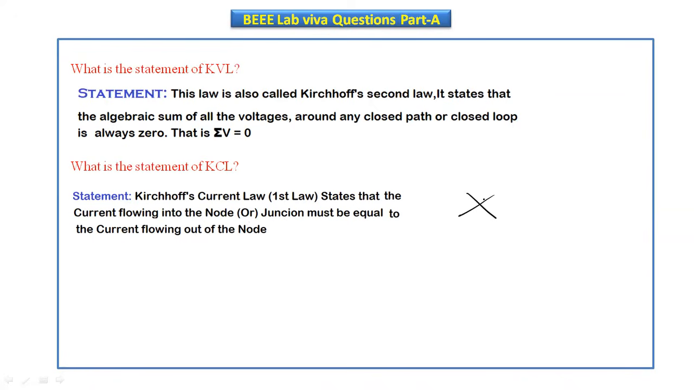Suppose this is a node, where current I1 is entering, I2 is also entering, I3 is leaving, and I4 is also leaving. According to KCL, the sum of the entering currents, I1 plus I2, is equal to the sum of the leaving currents, I3 and I4. Kirchhoff's current law can also be called Kirchhoff's first law.